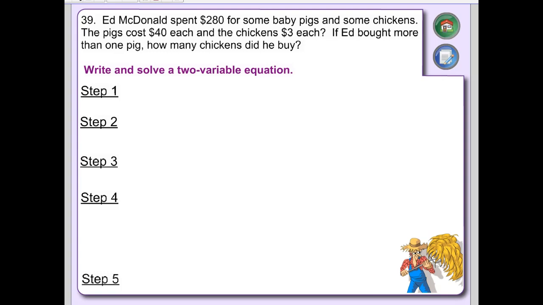Now, there are 5 steps here because we always use the 5-step plan for story problems. I really think you need to do step number 1. Okay, what are we looking for? What are we trying to find? Well, we got to find what?